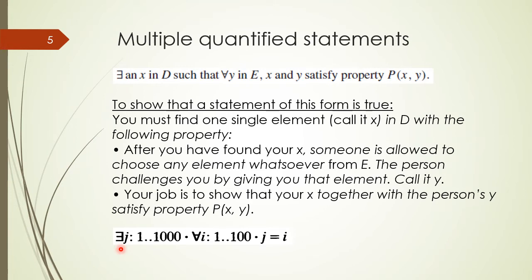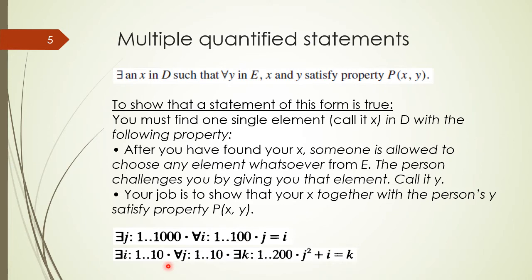where an existential quantifier exists on the domain of first 1000 positive integers, and then we have a universal quantifier on first 100 positive integers, and the predicate is j is equal to i. We need to pick an element from the first domain which is equal to each and every element of the second domain, and this is not possible, therefore this statement is false.